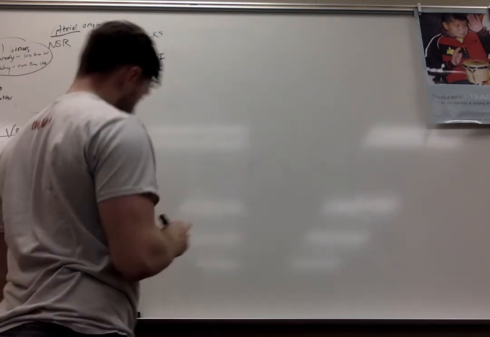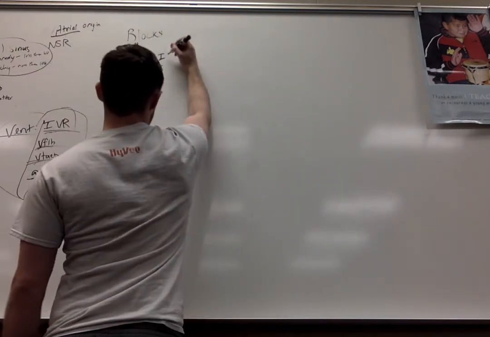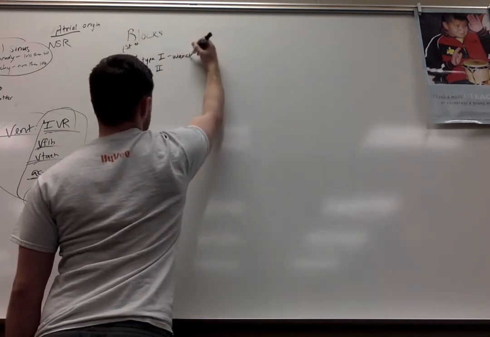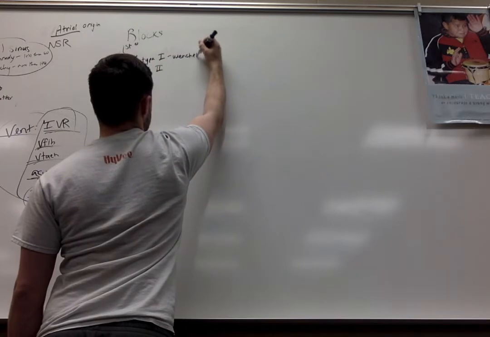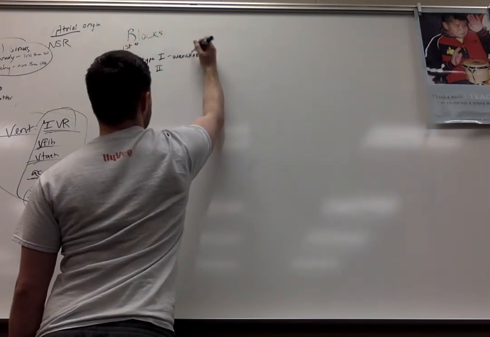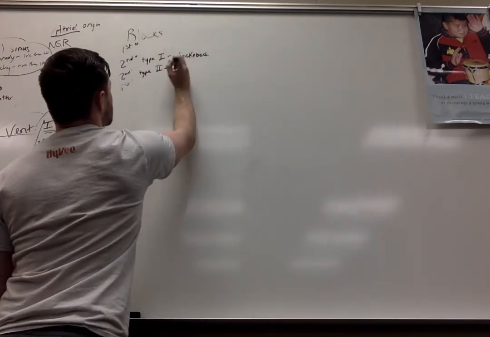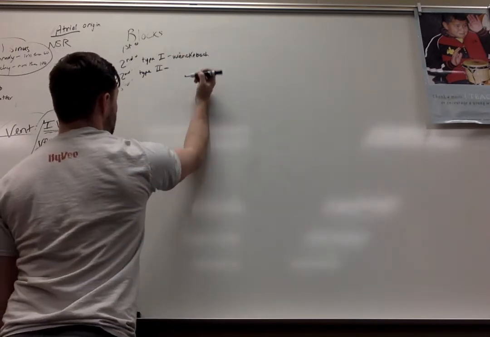just third degree. Type 1 is also called Wenckebach. Yep, Wenckebach. I don't know how to spell it. I think that's a K. I think there's an I in there, but it's cool. Wenckebach. I'll put that right there.